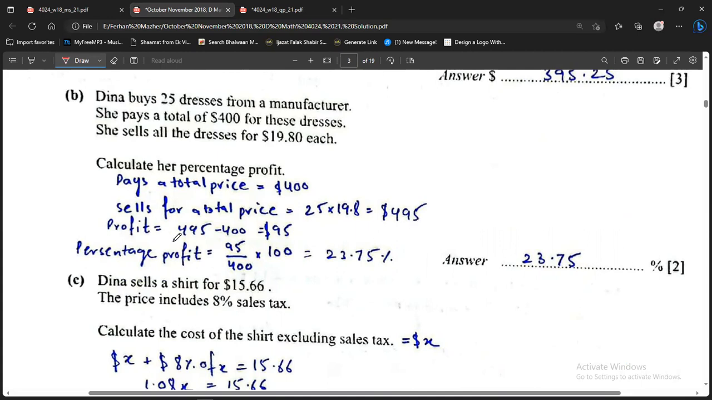So the profit is: she bought something for 400, she sold it for 495. So the profit is 495 minus 400, that is $95. Percentage profit is the profit divided by the cost, multiplied by 100. So 95 divided by 400 multiplied by 100, and that is 23.75%. This is my answer. Okay, 23.75 is the right answer, sir.